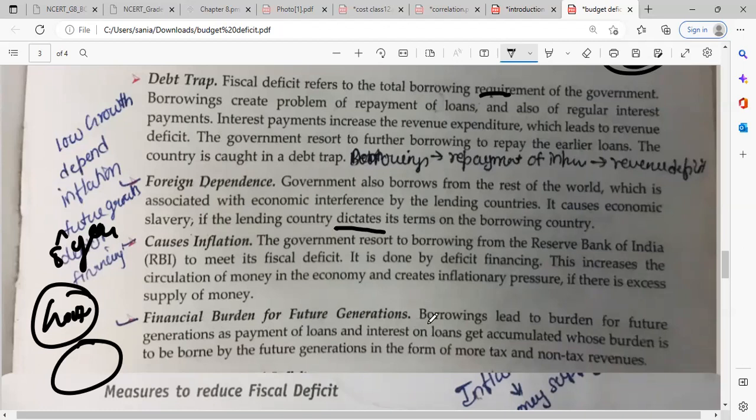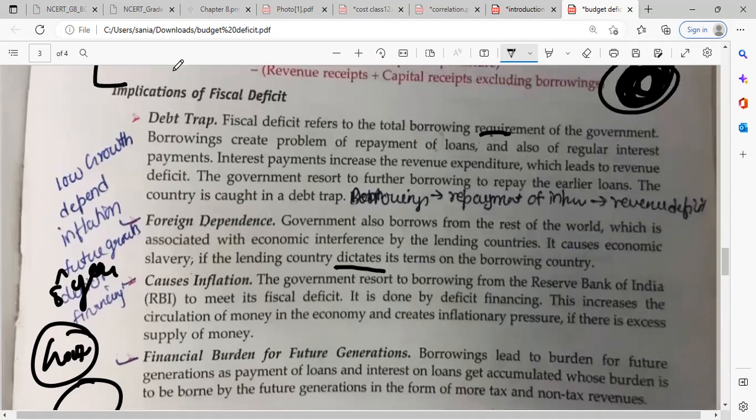Clear? So now you will do the implications of fiscal deficit. Just read it.